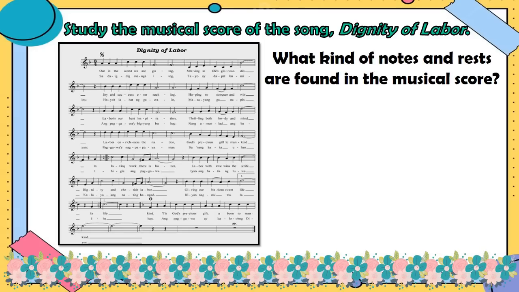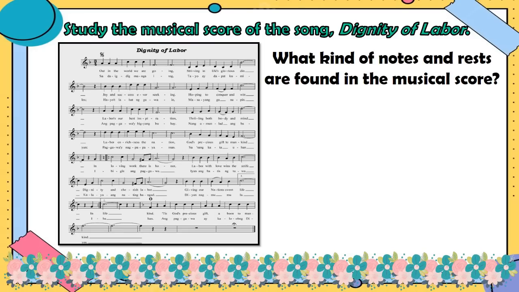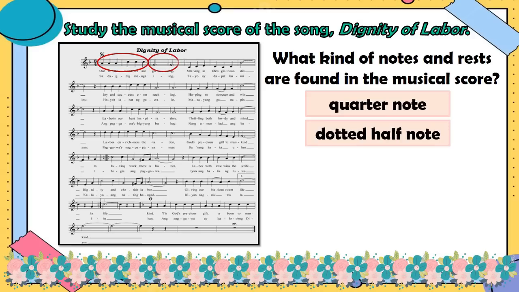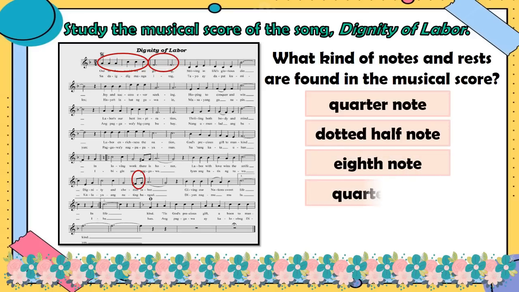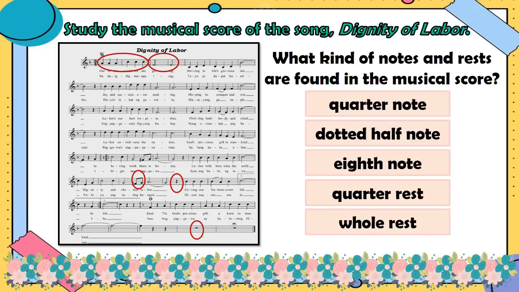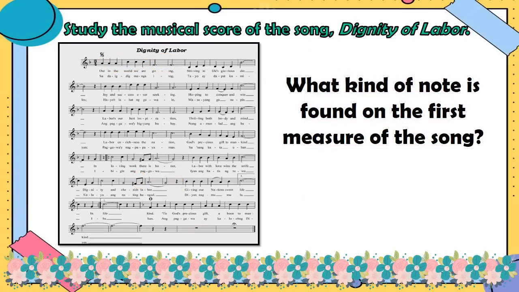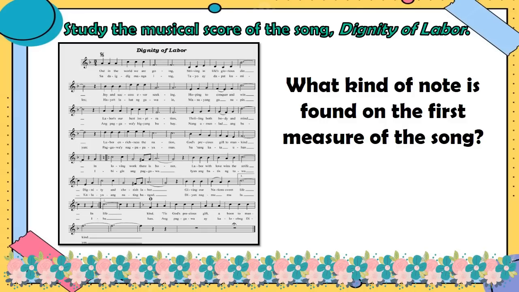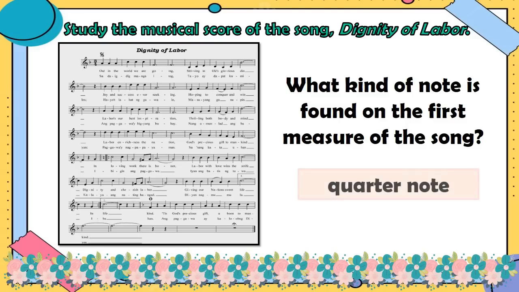What kind of notes and rests are found in the musical score? So in this musical score, the kind of notes and rests are quarter note, dotted half note, eighth note, quarter rest, and whole rest. What kind of note is found on the first measure of the song? The kind of note that is found on the first measure of the song is quarter note.